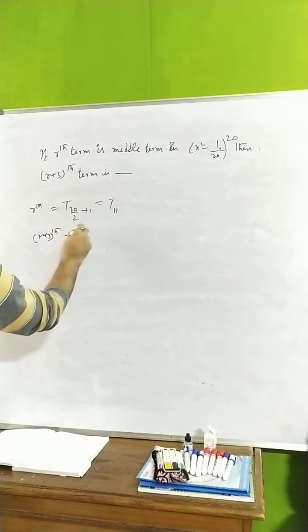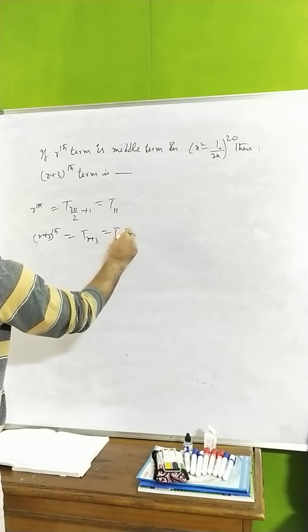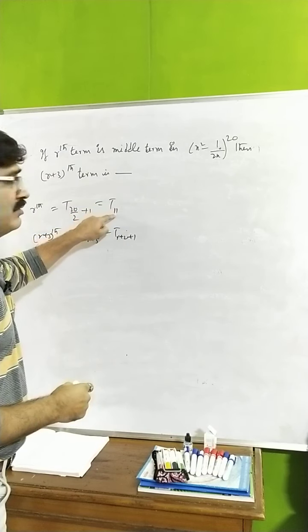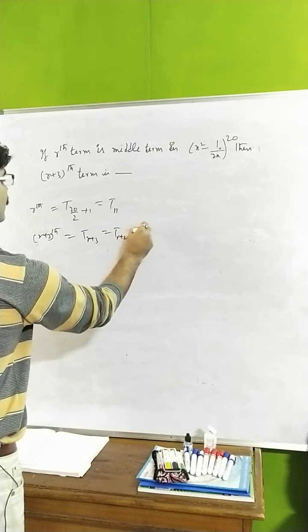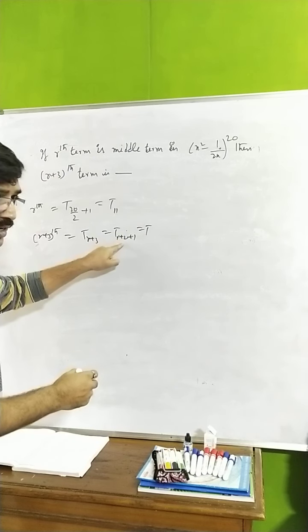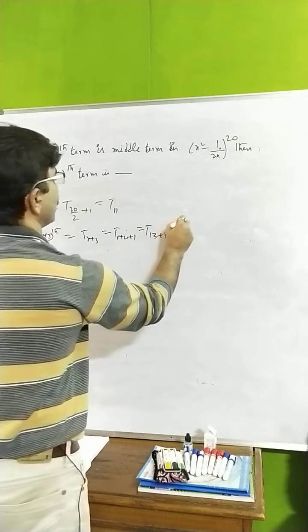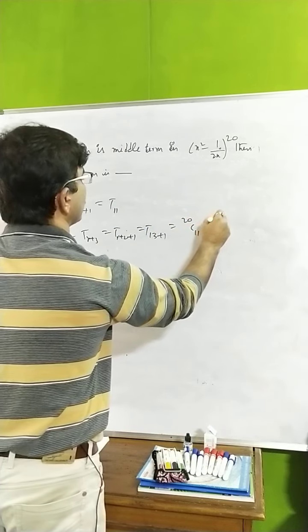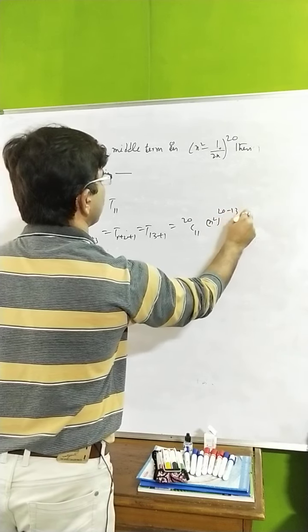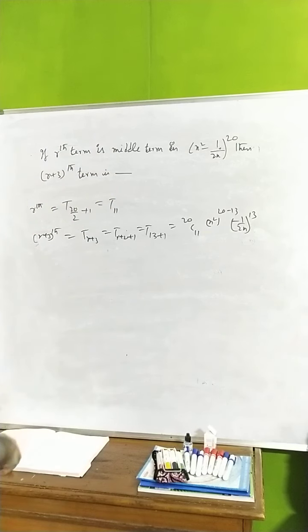R plus 3 means what you have to write? Tr plus 3 is nothing but Tr plus 2 plus 1 you can write. R is 11. You see this. R is 11 here. In this case plus 3 we are adding. Here we are getting like this, 11, 13 plus 1. Right? This is t14. That means here 20c 13 x square whole to the power of 20 minus 13 minus 1 by 2x whole to the power of 13. If you want you can simplify, otherwise you can leave that one. He is not asking the coefficient, depends on the option you have to mark.